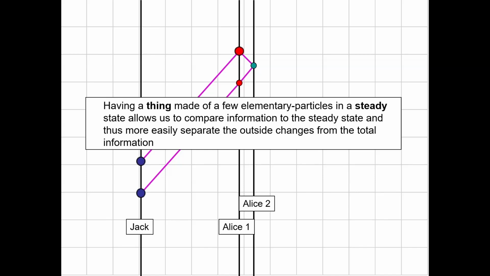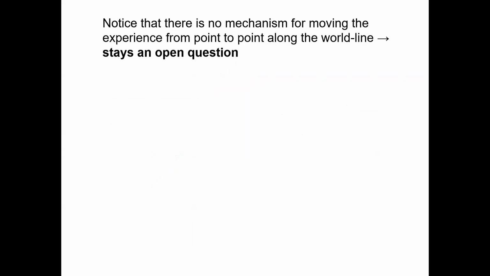So you got to feel how the information that allows us to experience change actually exists in the numbers of an individual point. However, we cannot find in our description of reality a mechanism for moving the experience from point to point along the world line. So the last statement that we said is necessary for actual world experience stays an open question.